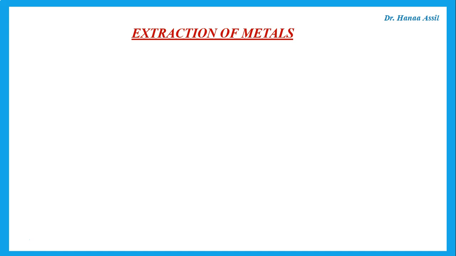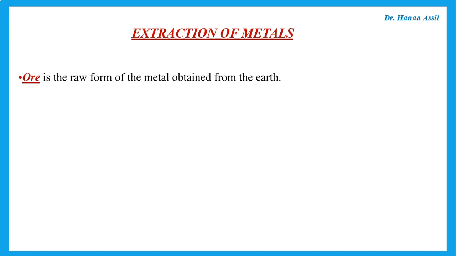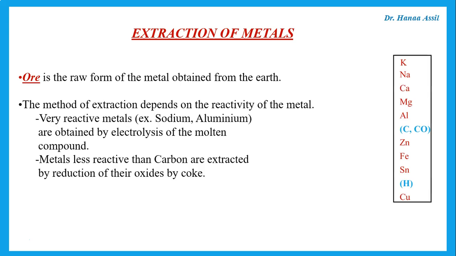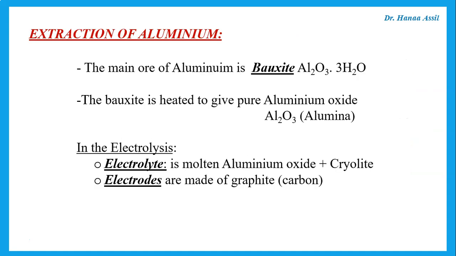How do we extract metals? Remember that we get metals from an ore. So the ore is the raw form of the metal obtained from the earth. Now, when we get the ore, which method are we going to use? That depends on the reactivity of the metal. If the metal is very reactive, more reactive than carbon, then we have to get it by electrolysis. But if the metal is less reactive than carbon, I don't need to do electrolysis. We can do it by reduction of its oxide using coke or carbon.